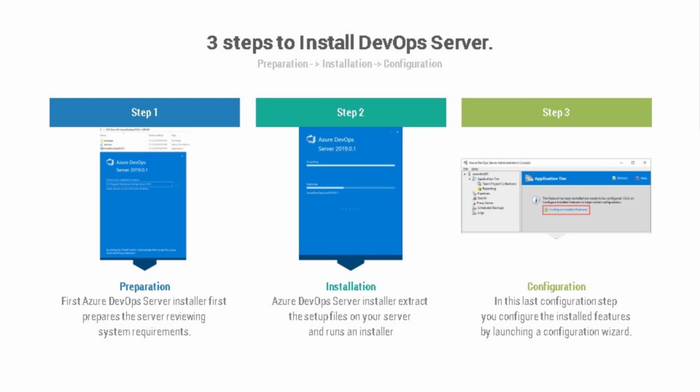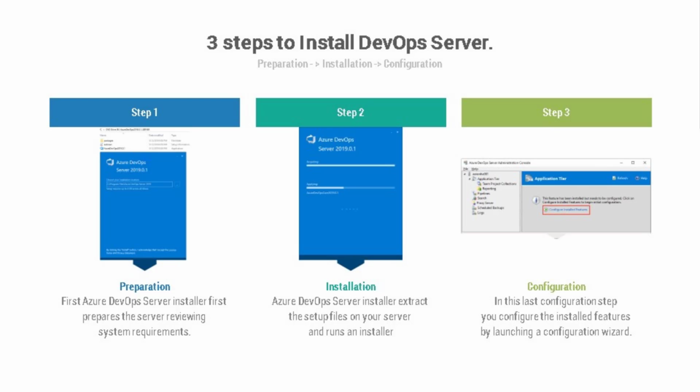There are 3 steps we have to take to set up Azure DevOps Server. First, the Azure DevOps Server installer prepares the server by reviewing system requirements. If everything is good, then it kicks off the installation, the second step. The installer extracts the setup files on your server and runs an installer. The third step is configuration. And FYI, this can be done anytime later. You don't have to do all in one go.